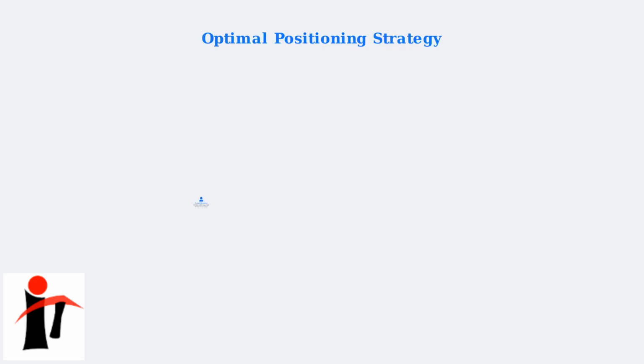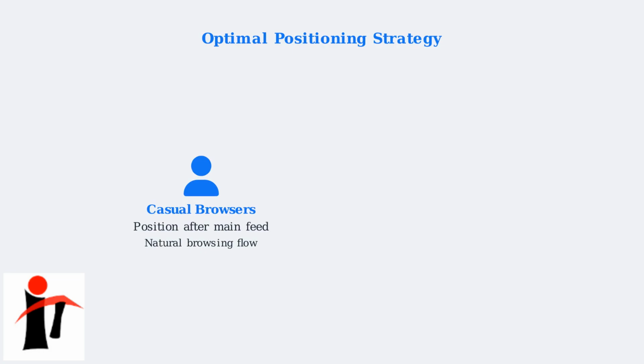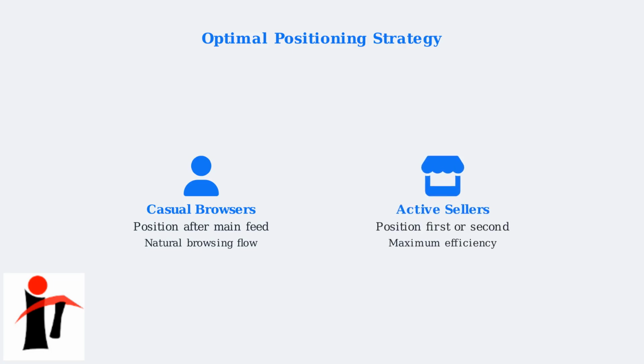The optimal position for your Marketplace pin depends on how you use Facebook. For casual browsers who occasionally check listings, positioning Marketplace after your main feed works well and feels natural in your browsing flow. However, if you're an active seller who frequently posts items and responds to inquiries, position Marketplace first or second in your navigation bar. This maximizes efficiency and helps you respond to potential buyers more quickly.